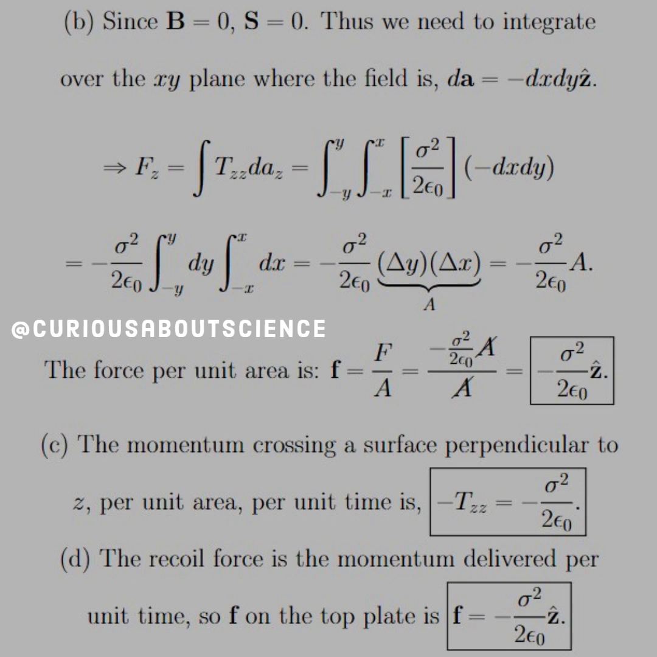All right. So C, the momentum crossing a surface perpendicular to z per unit area per unit time is negative T_zz. As we see, the force above is negative, so crossing perpendicular to z, the T_z component needs to be negative to counteract that. Hence the negative sigma squared over 2 epsilon naught. The recoil force, again equal and opposite, delivered per unit time to the top plate is F equal to negative sigma squared over 2 epsilon naught. So again, we're all looking the same, and we have several ways to get there.